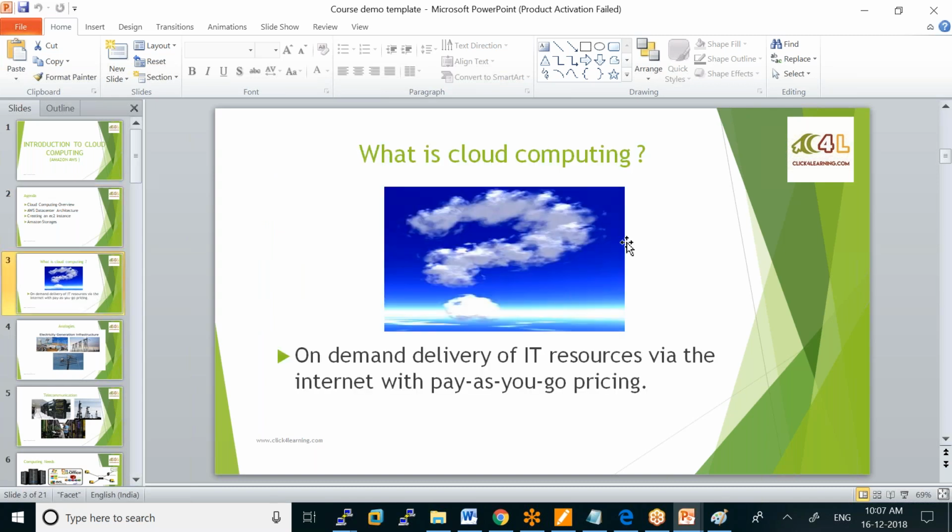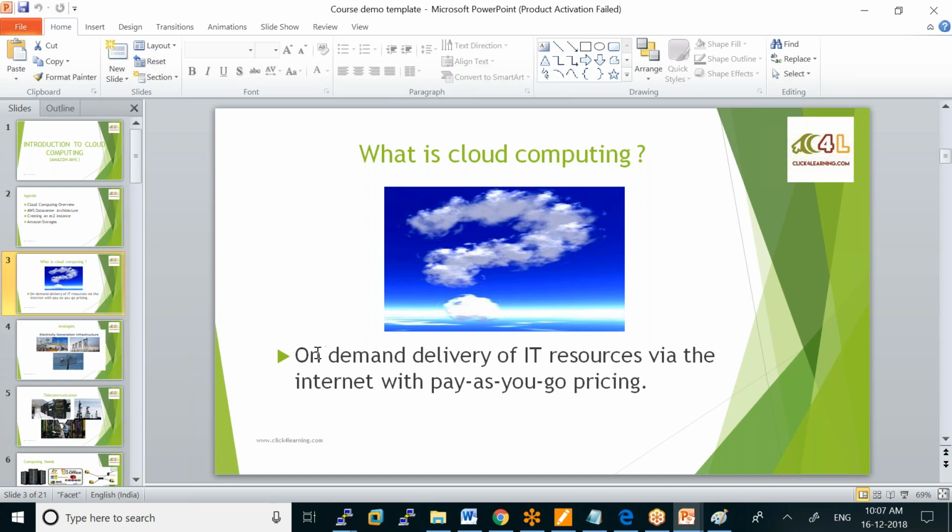Now, what is cloud computing? It is on-demand delivery of IT resources via the internet with pay-as-you-go pricing. Is it making any sense? Our next 10 minutes of discussion will let you know the meaning of each and every word displayed here. So, cloud computing: on-demand delivery of IT resources.